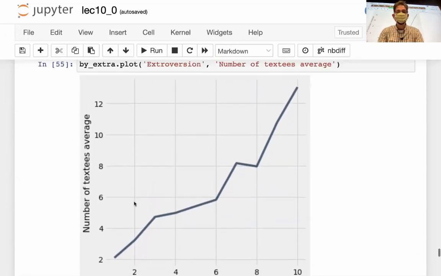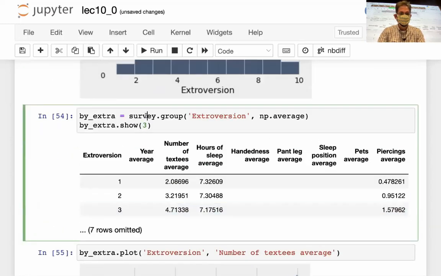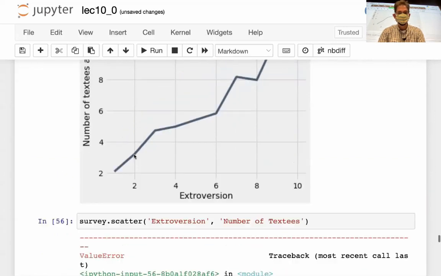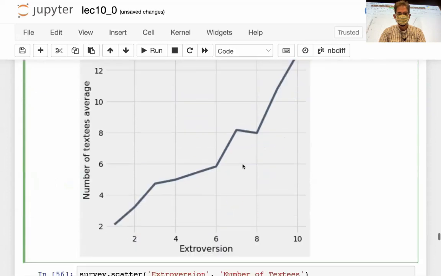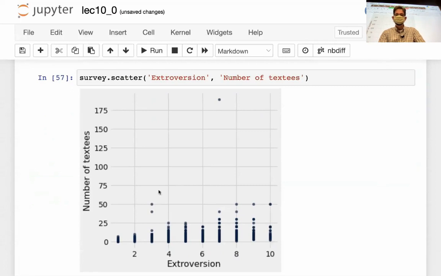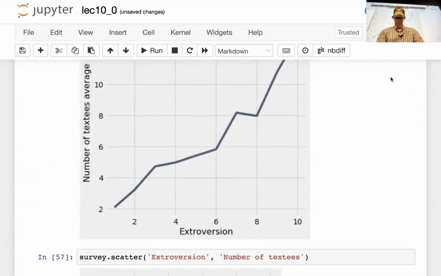Just very similar to the line you would draw through the scatter plot of survey.scatter extroversion, number of text. Capital letter. Except this scatter plot is extremely hard to read. Whereas once you do the averaging, you can really see the trend. Okay?